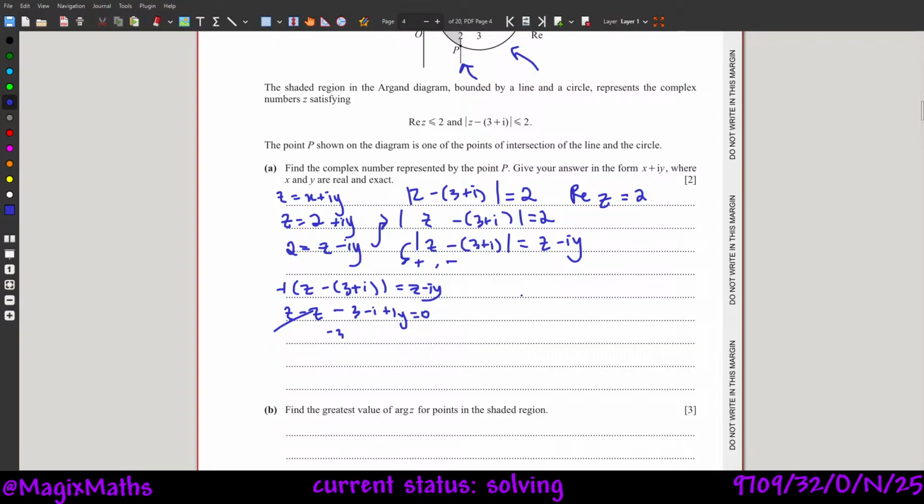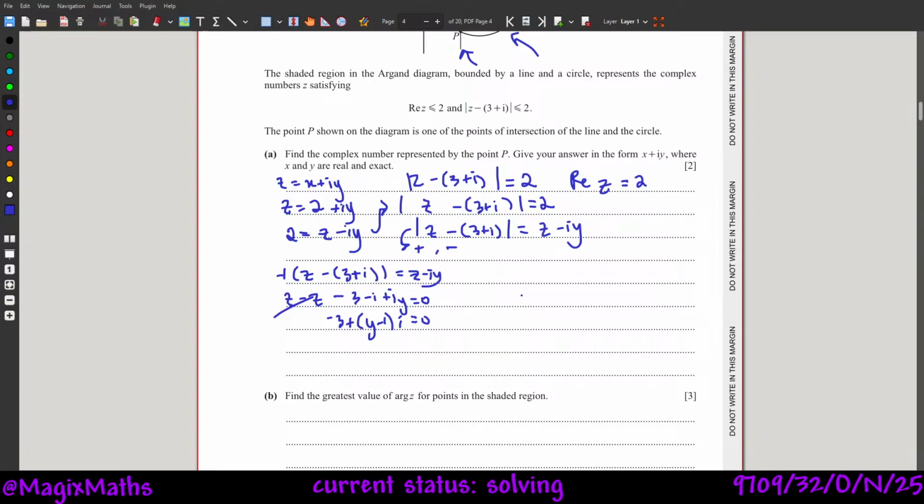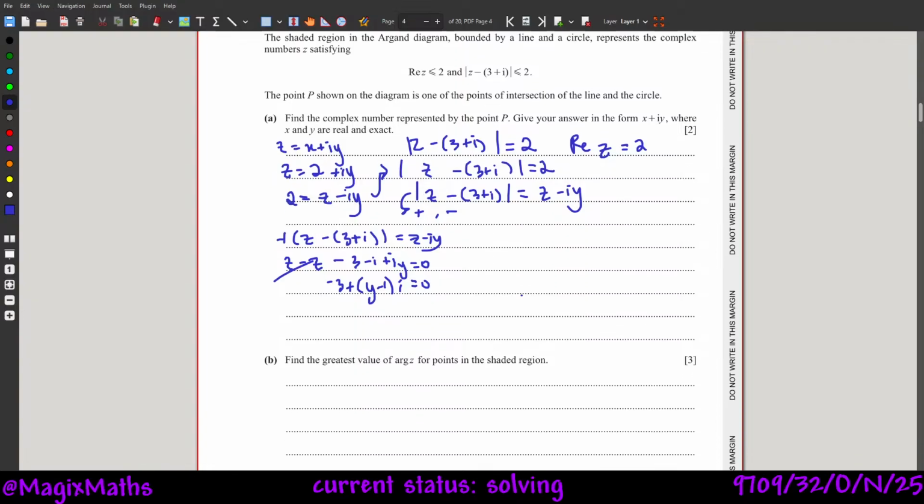So we have negative 3 plus y minus 1i is equal to 0. I don't think that should be the case. I might have made a mistake somewhere, but we're quite wasting our time right now. So I'm just going to skip this part.